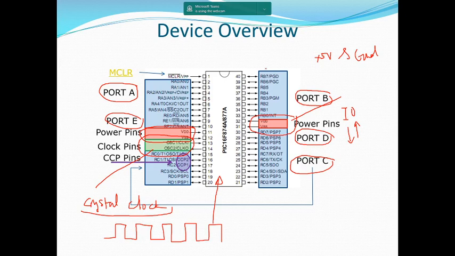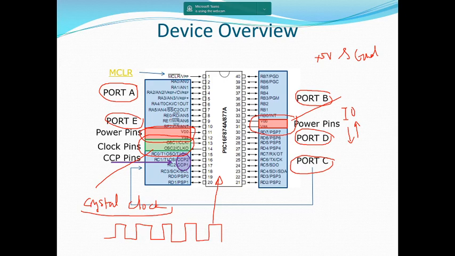For B, we have 8 pins, RB0 here, 1, 2, 3, 4, 5, 6, 7. For C, we have 8. C starts from here. This is port C: RC0, RC1, RC2, 3, 4, 5, 6, 7. And the rest is D, I think D is also 8. From here, RD0, RD1, 2, 3, 4, 5, 6, 7. And for port E, we have only 3, which are RE0, RE1, RE2.